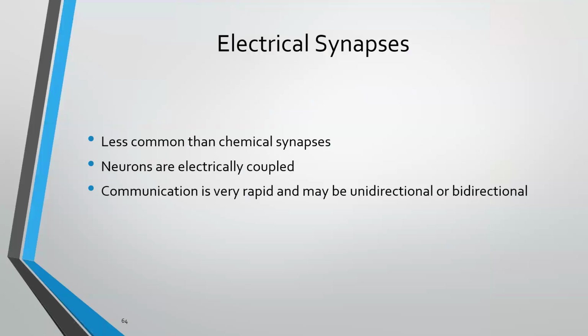So electrical synapses are less common than the chemical synapses. This is when the neurons are electrically coupled, and communication's very rapid, but may be unidirectional or bidirectional. So electrical synapses allow the ions to flow directly between the neurons and enable rapid and synchronized communication.